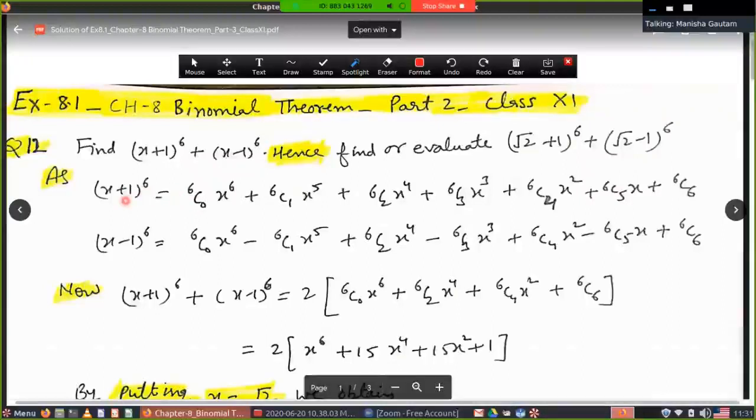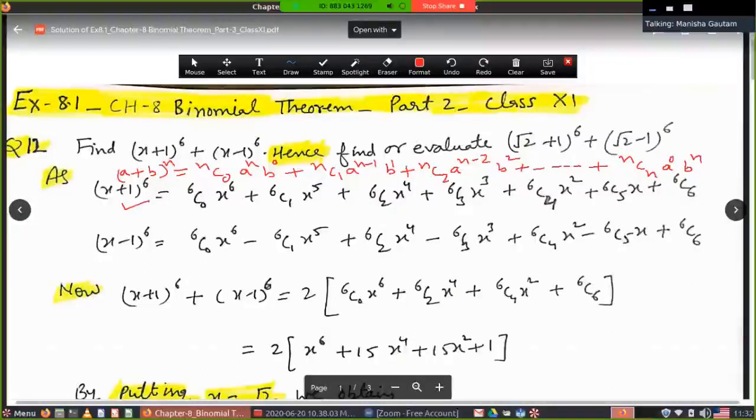For the first expansion, x plus 1 whole power 6, I think you remember the binomial theorem. If you don't remember, let me write it down. As told in the previous lecture, even then I am writing it here now. It is: a plus b whole power n equals nc0 a to the power n b to the power 0, plus nc1 a to the power n minus 1 b to the power 1, and third term nc2 a to the power n minus 2 b to the power 2, and the last term will be ncn a to the power 0 and b to the power n.